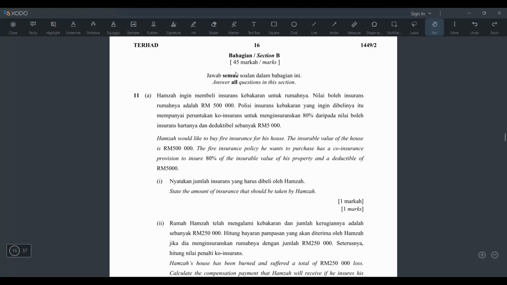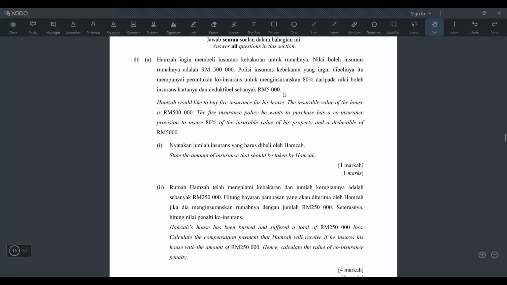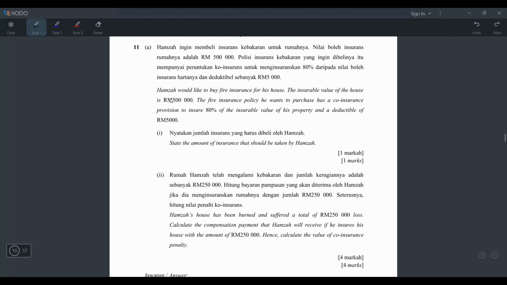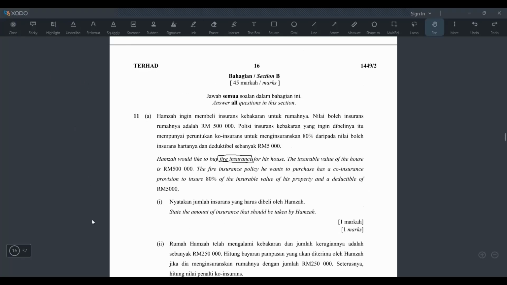Okay, now we move on to section B. So we need to answer all questions. Only section C can choose. Okay, so number 11. Hamza would like to buy fire insurance. Okay, I know this is under fire insurance. So let's talk about fire insurance.